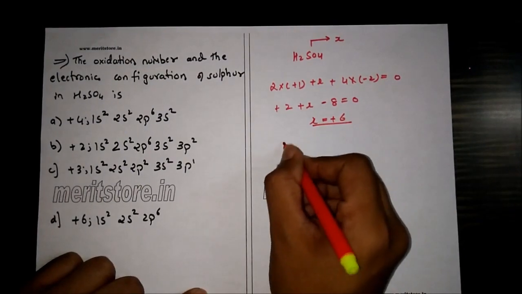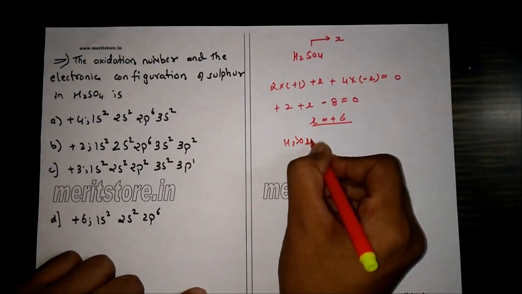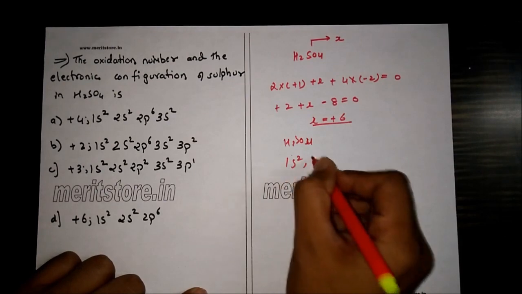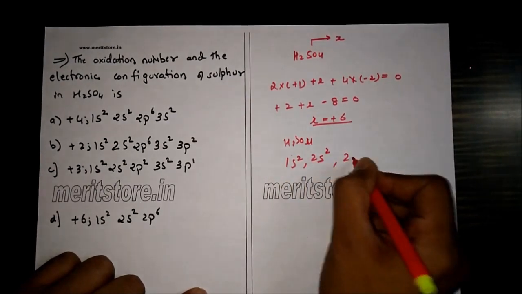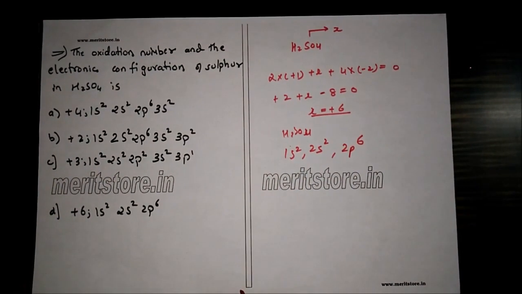Now the electronic configuration is 1s2, 2s2, 2p6. Therefore here the correct answer is option D.